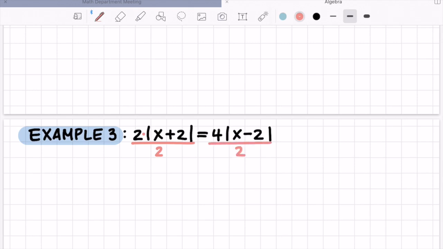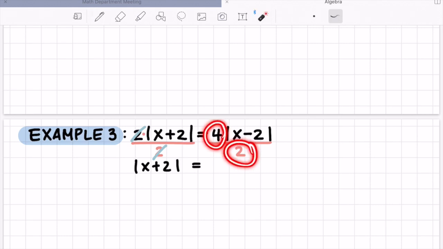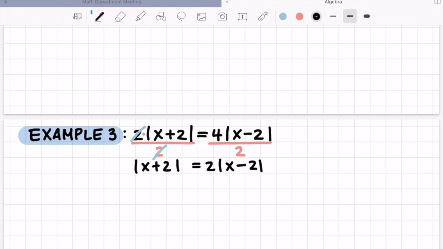When I divide 2 on both sides, I'm left with this being canceled out. And I get absolute value of x plus 2, and I close those absolute values. And then I have 4 divided by 2. 4 divided by 2 equals 2. And I have an absolute value of x minus 2 still there.